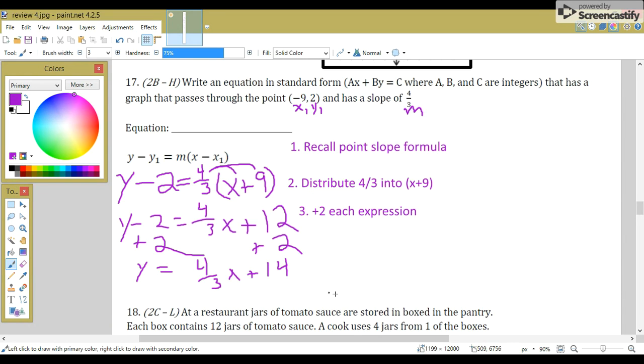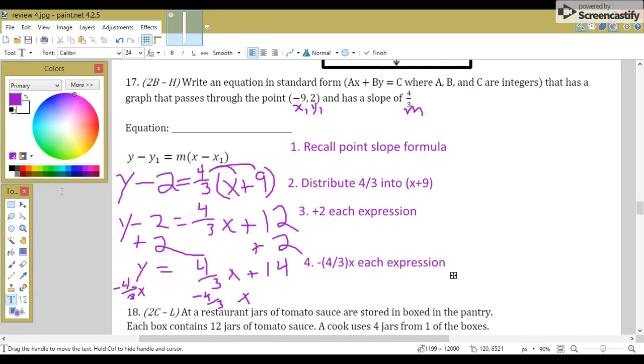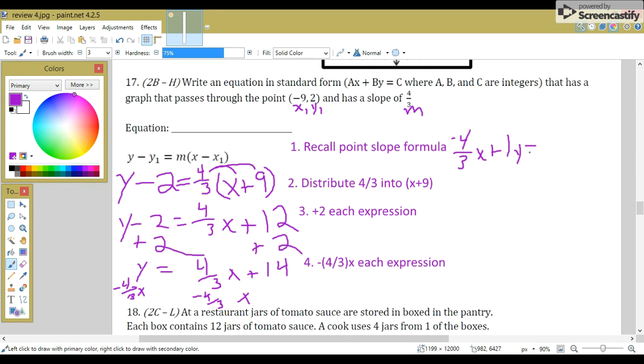So that's our slope-intercept form, but we want standard form. So we need to move the x to the other side. So let's do minus 4/3 x minus 4/3 x. Do not line it up with the y because they are different terms. So we have negative 4/3 x plus 1y equals 14.